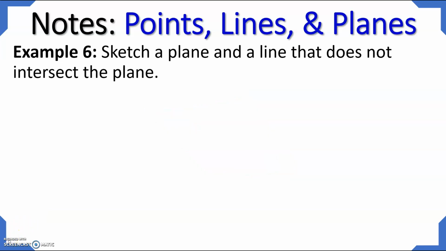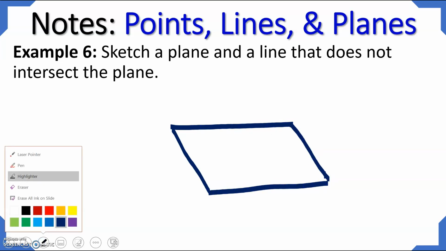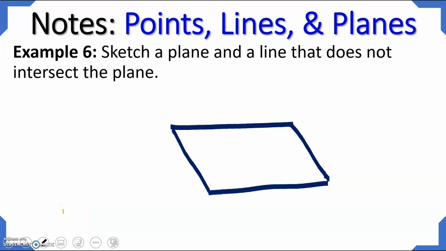Example 6. Sketch a plane and a line that does not intersect the plane. All right, so once again, let's draw our plane. But this time when we draw a line, let's draw a line that is above the plane, but will not intersect. So we don't want it angled in such a way that it would eventually cross the plane.